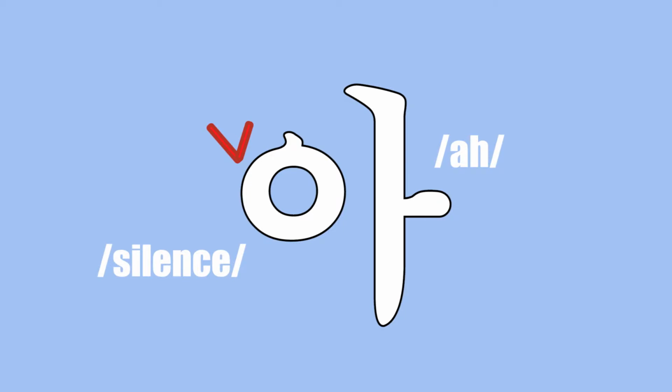Look at this syllable. This consonant has no sound and this vowel has a sound. So this syllable sounds like ah. Now we are ready to learn vowels.